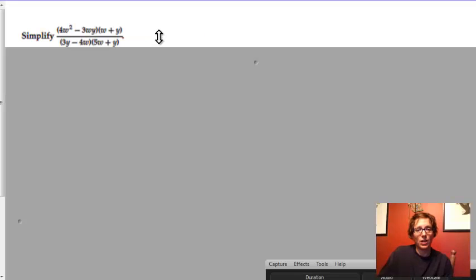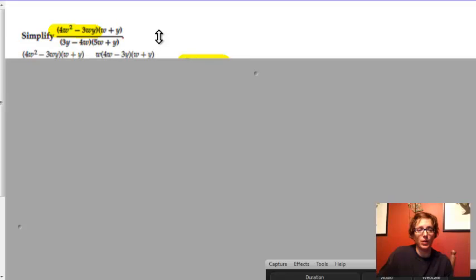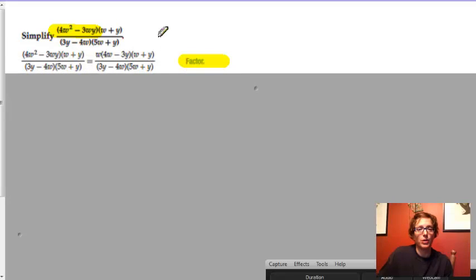Here's a different one. Simplify this problem. We're going to have to factor. Up the top, I see an expression right here. I can pull a greatest common factor out of there. I can pull a W out. If I pull a W out, this is what I'm left with.